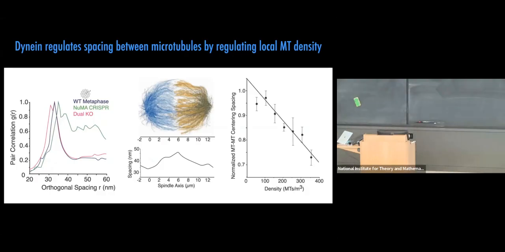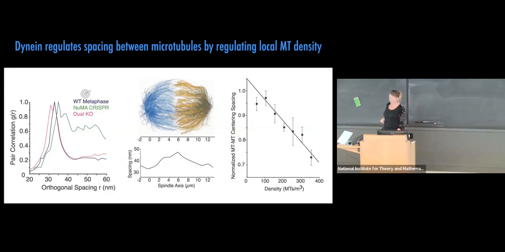I just want to show this. So this is, again, the same plot. This is one of the spindles, and this is the spacing along the spindle axis. Okay, and you can see that it varies. But if you plot the spacing against the density, you can see that the spacing of the microtubules actually varies with the density. So suggesting that dynein might regulate the spacing between the microtubules by actually regulating the local density, right? So it kind of clusters microtubules, and in this way, it can regulate the density of microtubules in spindles.